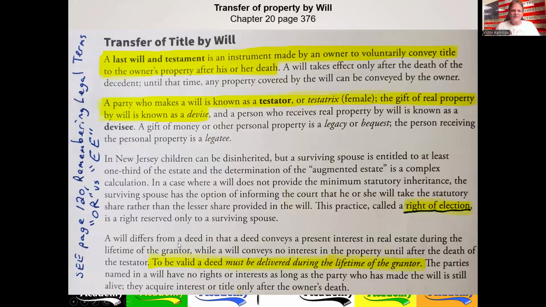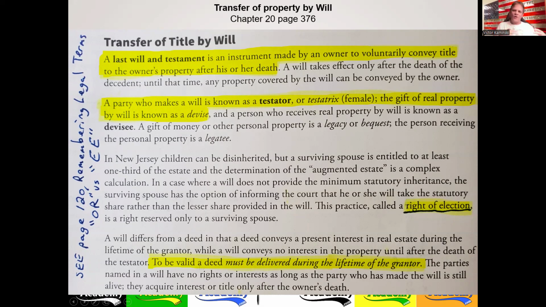Let's get our notes here now. On page 376. Write this in the side here. See page 120, remembering legal terms, OR versus EE. Because on page 120, there's a chart, which we'll get to in chapter 7, because we skipped forward here to chapter 20, then we're going to go back to chapter 7. So we're going to be doing this next anyway, but you should write this as a reference.